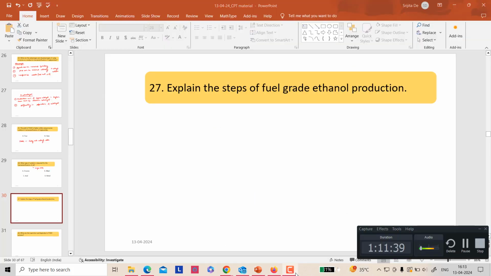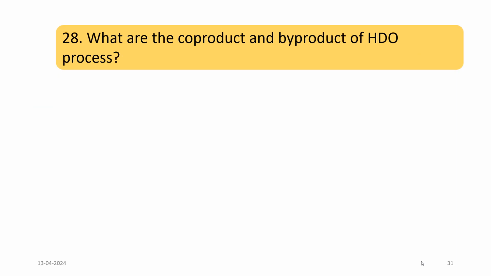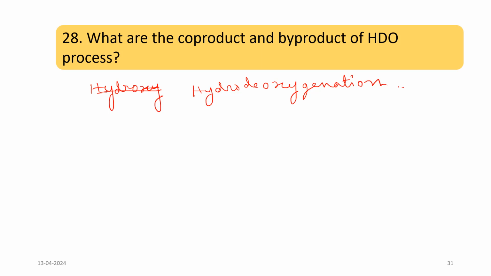Okay. Next question is, what are the co-product and byproduct of the HDO process? HDO process means hydrodeoxygenation. This is an alternative to the transesterification process, from where green diesel or renewable diesel is the major product.